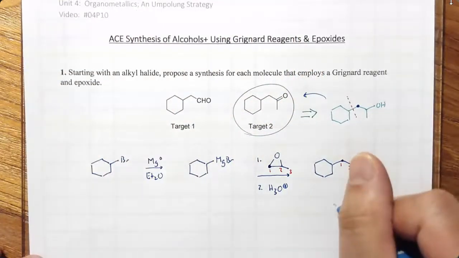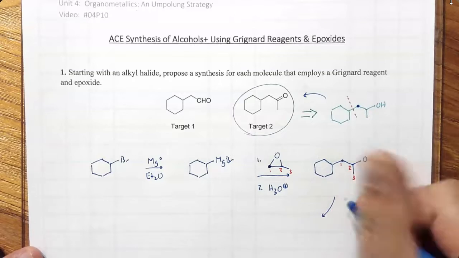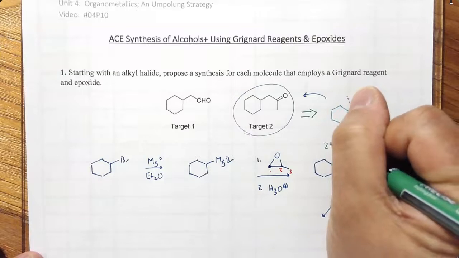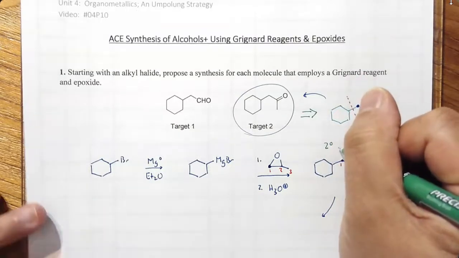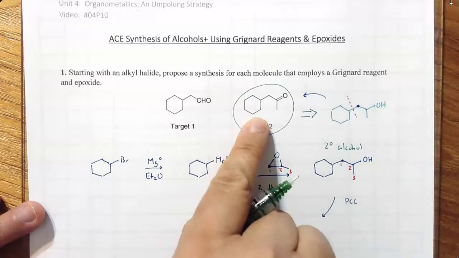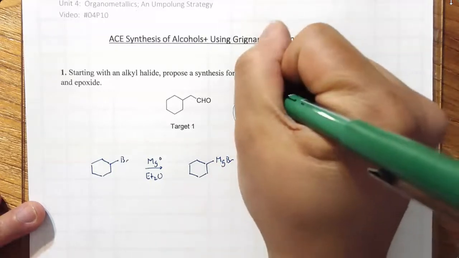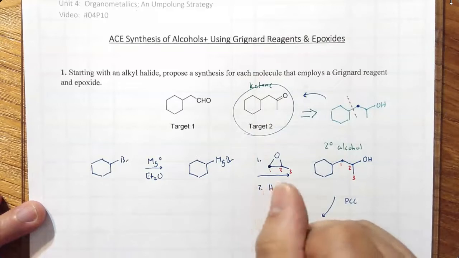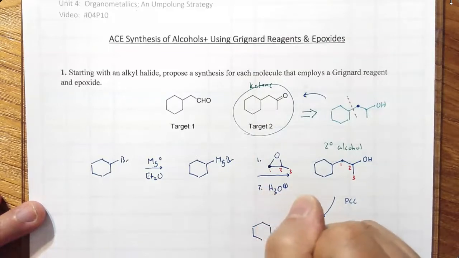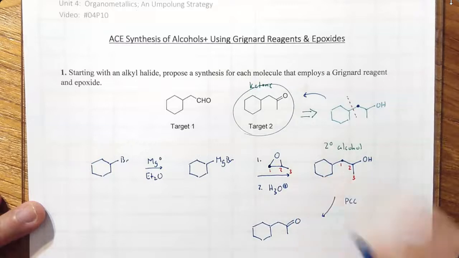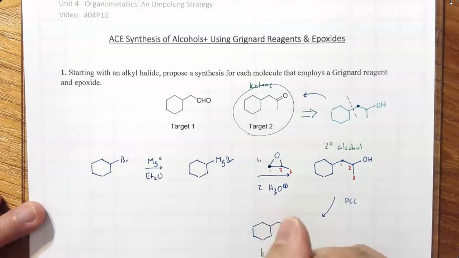And now we need an oxidation. We use PCC. Again, this is a secondary alcohol. And so PCC will oxidize the secondary alcohol to the... What is that? That's a ketone. Okay. And we have our target. We're done with this synthesis. Okay. Again, that's a ketone.